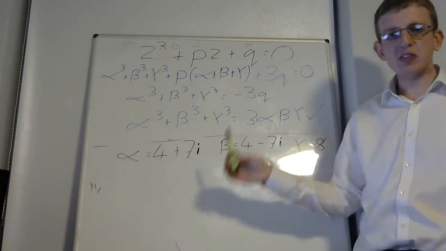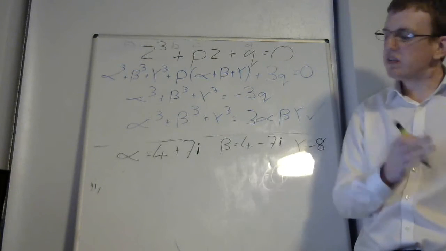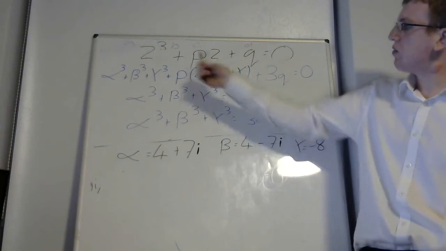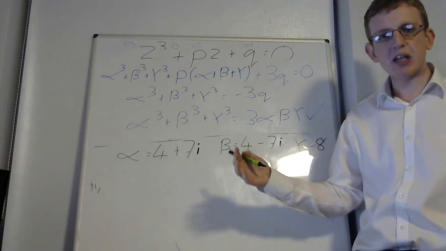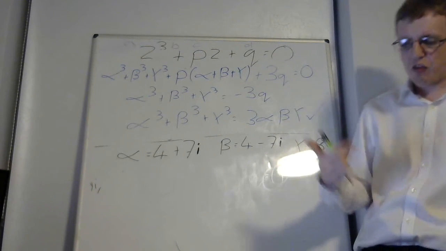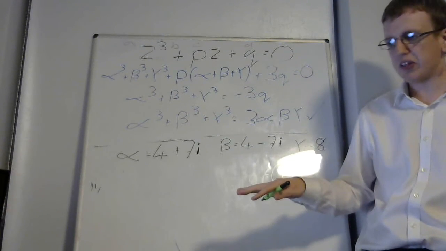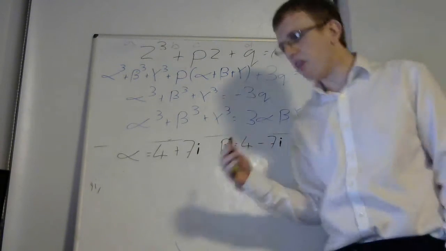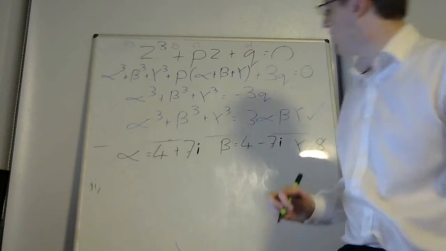Part 2, figure out P and Q. So we've got all our roots now. We've got alpha, we've got beta, we've got gamma. We can find the coefficients of our equation now by using those 3 equations that we wrote down earlier. Alpha plus beta plus gamma equals 0. We've already used that one. We're not going to use that one again. We can use the other 2 equations to find out what P and Q are.